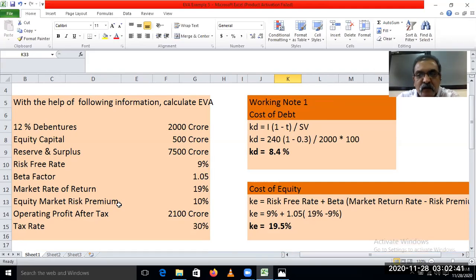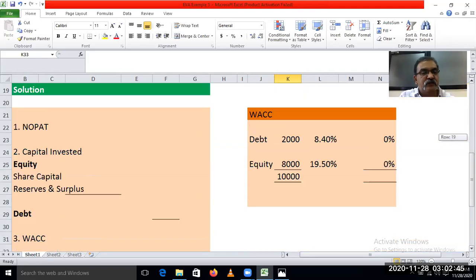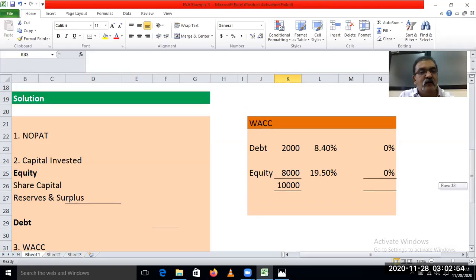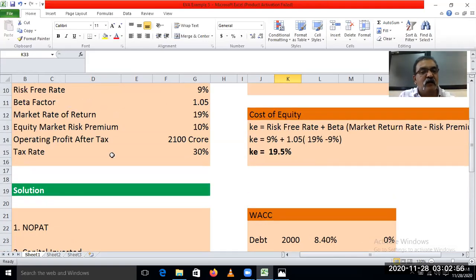Now we know that to calculate EVA, we require three main components. That is net operating profit after tax, capital invested, and weighted average cost of capital. Out of that, operating profit after tax, that amount is directly given to us. So we can note down 2100 crore.